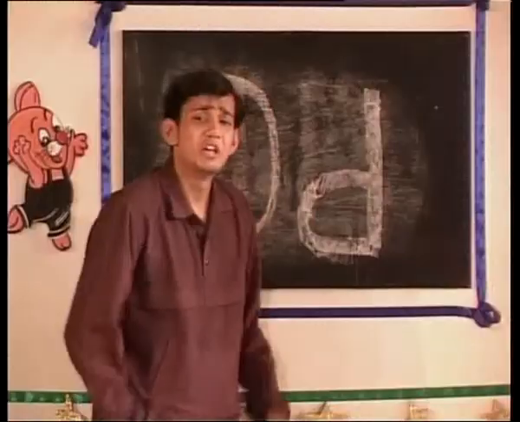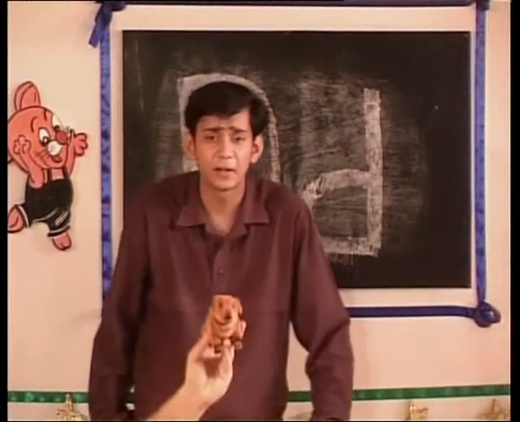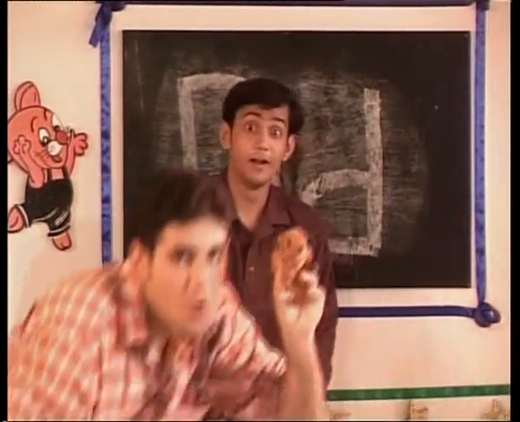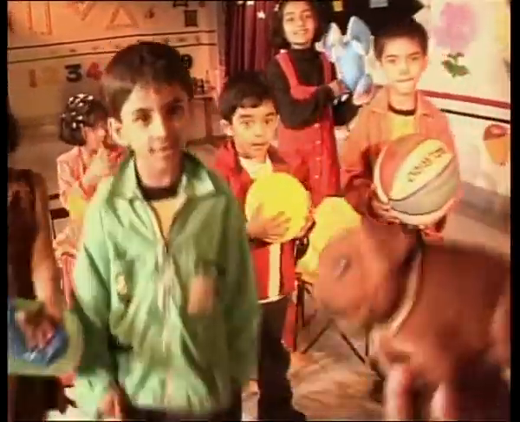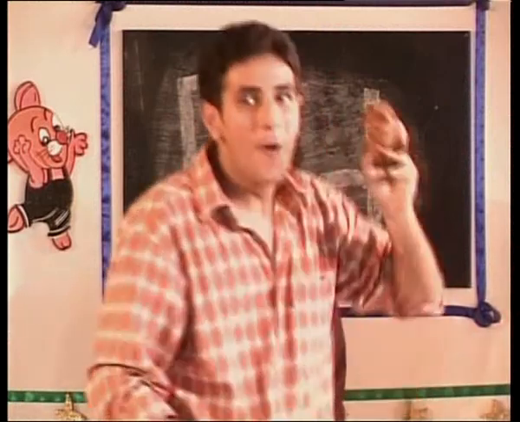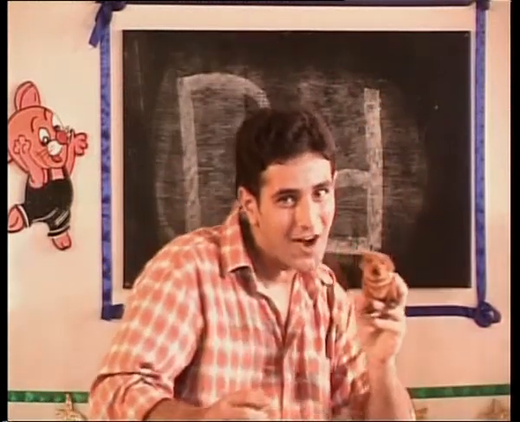Kids, isn't it easy? Wow! D stands for a dog. And children, we have dogs as pets in our house. And what does the dog say? Bow wow! And what does the dog say? Bow wow!